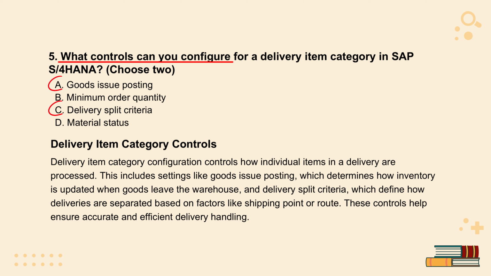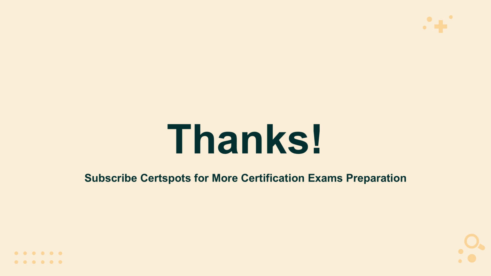Okay, that's pretty sophisticated. So managing how inventory is updated and how deliveries might be split, all controlled at that item category level. Right. It gives you that finer level of control within the delivery process itself. Wow. Well, this has actually been incredibly useful. The deeper you go, the more connections you find.